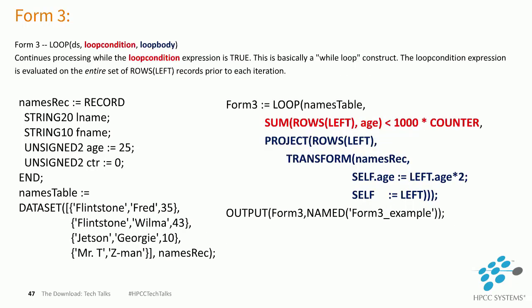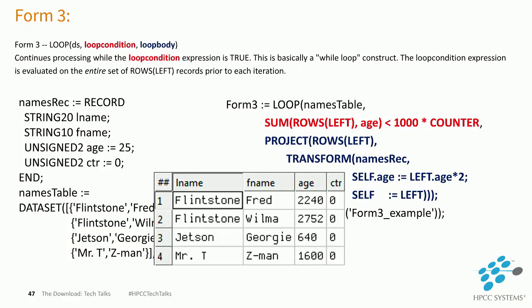Form number 3 actually uses a loop condition with the loop body. So now in the loop condition, it continually processes while the loop condition is true. And so this is similar to a while loop construct, and the loop condition expression is evaluated on the entire set of the rows records prior to each iteration. So unlike a row filter, which selectively only processes records that match that filter, this is a condition that says, okay, call the loop body only if this condition is true. All right, and so our result of this one looks something like that.